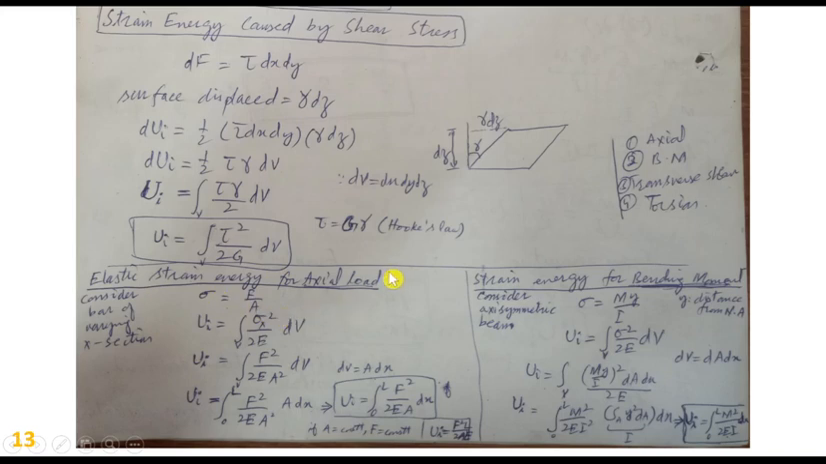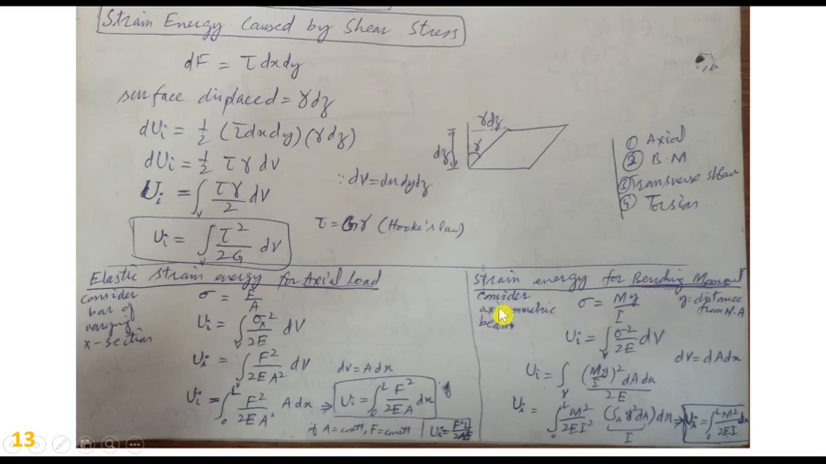Elastic strain energy for axial load: sigma is F over A, U_i is the integral of sigma x square over 2E into dV. In the last, by simplification, this will be the result, and if A is constant and F is constant, U is equal to F square L over 2AE. That we have done. Strain energy for bending moment, that is important.